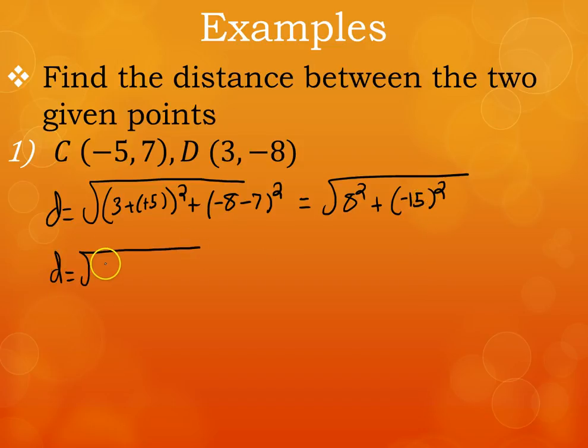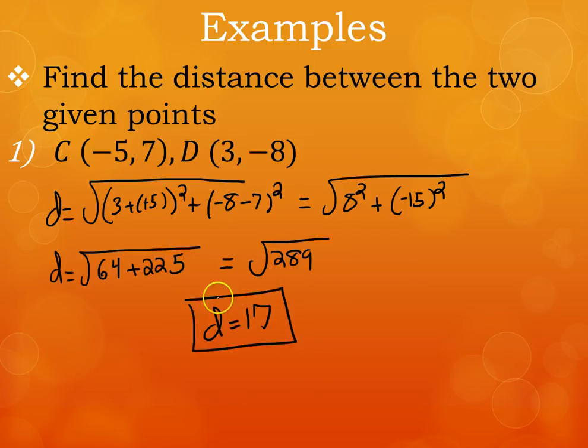When I square 8, I get 64. When I square negative 15, I get positive 225. Those add together to be 289. And that is a perfect square root. It's 17. So if it's a whole number, great. If it's not, make sure you simplify.